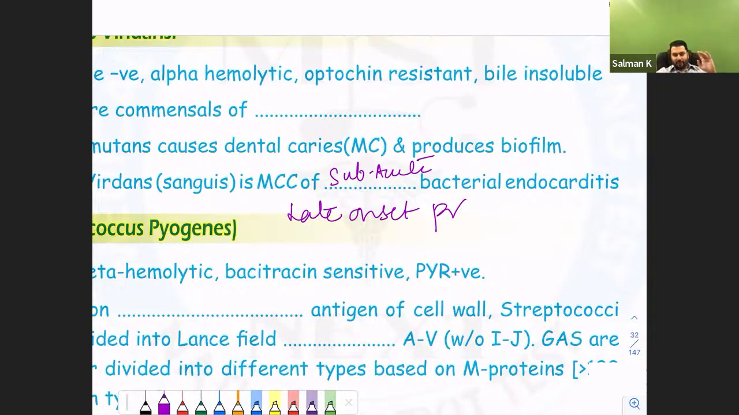Native valve, it is aureus. Prosthetic valve, you should divide into two. Early is epidermidis, late is viridans. So that's something that you should all be familiar with.